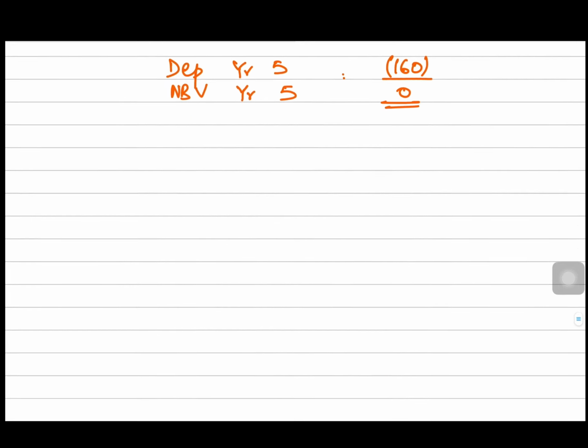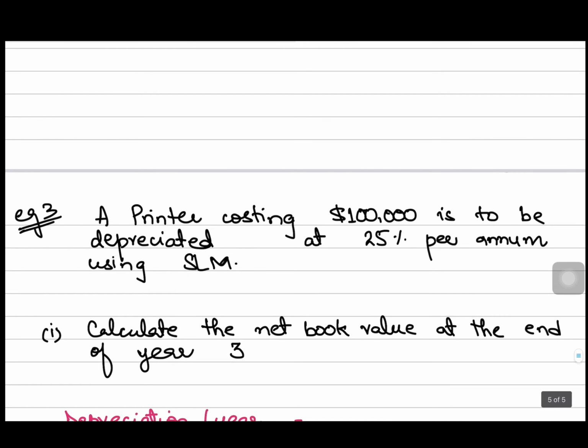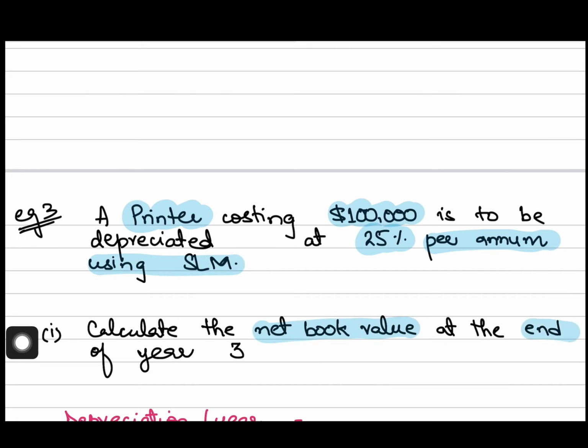Now let's move to our last example, which says a printer costing $100,000 is to be depreciated at 25% per annum, that is per year, using the straight line method. Now what are we asked? Calculate the net book value at the end of year 3 only. Okay, calculate the net book value at the end of year 3.